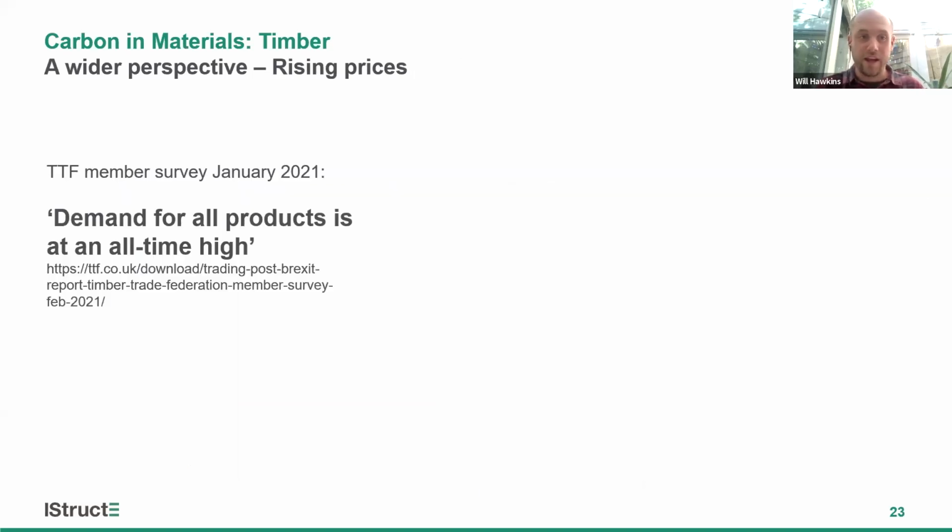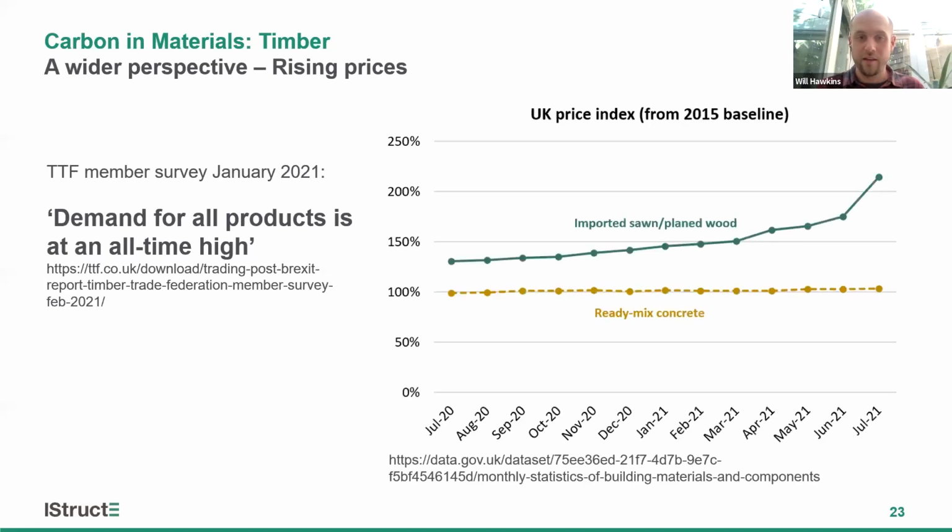If we're looking at what's happening right now, according to the TTF's member survey earlier this year, demand for timber products is at an all-time high. And as I'm sure many of you are aware, the price of imported wood into the UK, which the majority of our wood is imported, has really, really shot up recently. So we're already starting to see increased prices. And if demand continues to outstrip supply, obviously this isn't just a supply thing, there's also Brexit involved in this as well, and COVID. But this could be a shape of things to come.